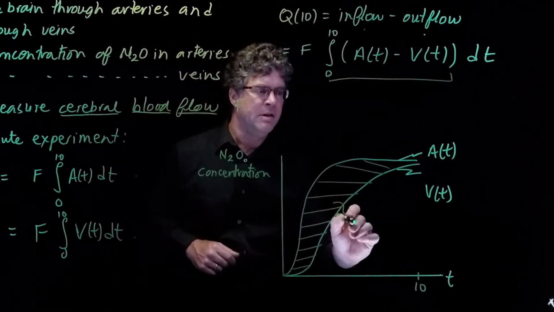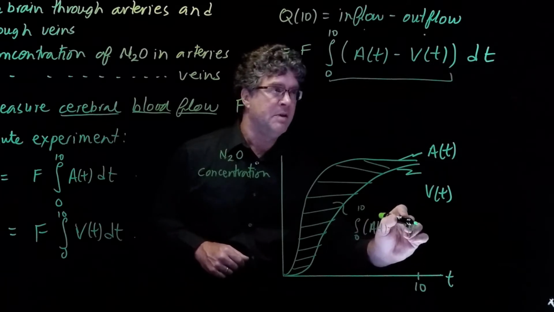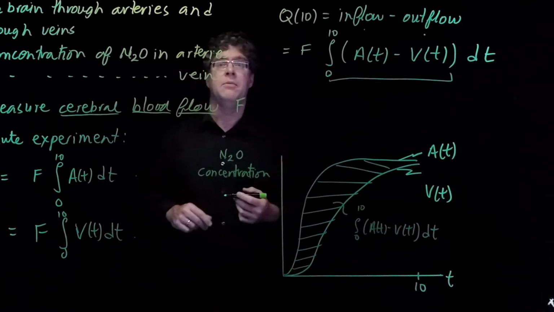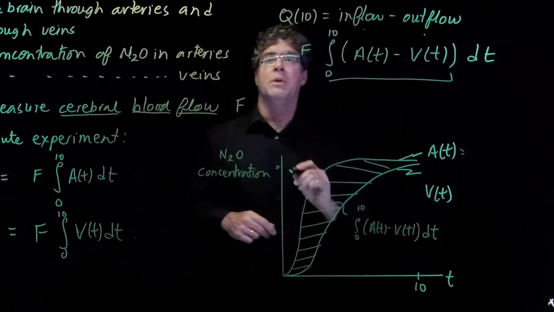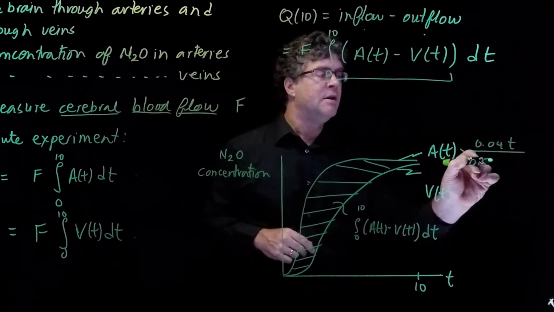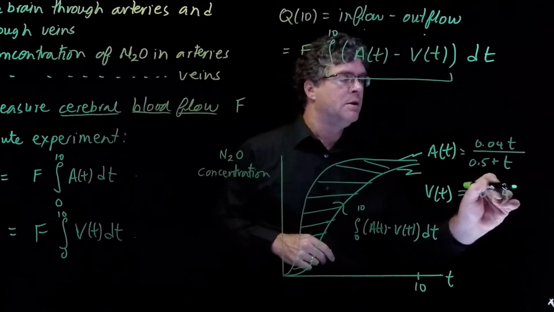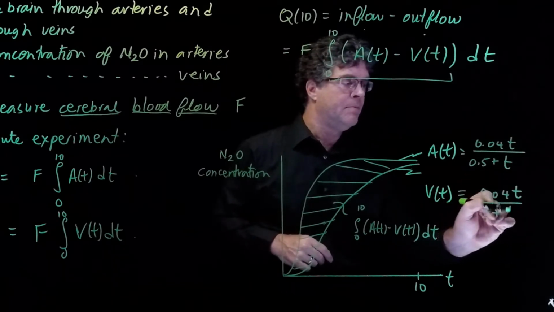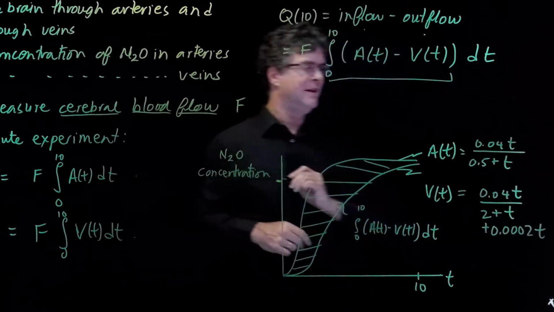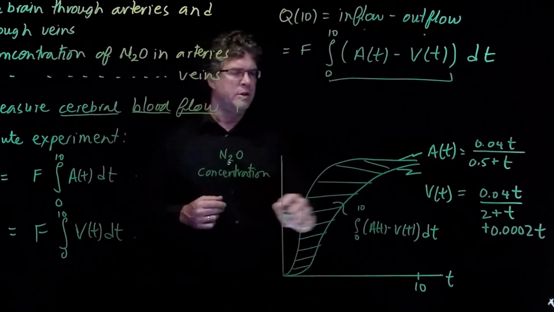And so I'll put that in. This is the integral from 0 to 10, A of T minus V of T dt. Okay, so we need formulas, however, for A and V. And so A has the formula 0.04 T over 0.5 plus T, and V has the formula 0.04 T over 2 plus T plus 0.0002 T. Okay, so now we have the formulas. We should be able to compute the area given with the shading there.